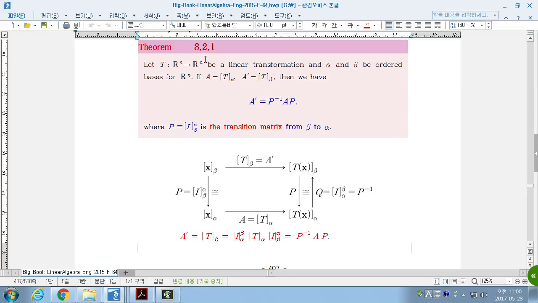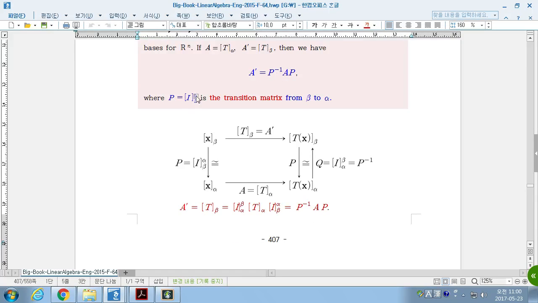The first theorem tells us this. If T is a linear transformation from Rn to Rn itself, and alpha and beta are ordered bases for Rn, then A and A prime have the relationship A prime is equal to P inverse AP, where this P matrix is the transition matrix from beta to alpha, which can be written in here. So if you find the matrix P and A, then you can easily find the matrix representation A prime.